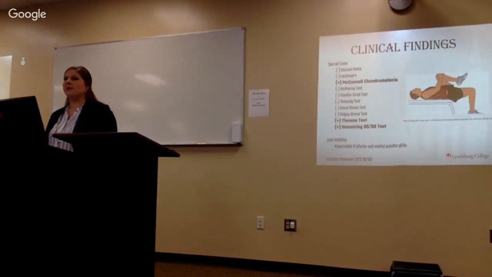As you'll see, a slew of special tests were performed, basically testing the integrity of all the ligaments and making sure there was no involvement there. The patient was positive for a McConnell chondromalacia test, which is basically the patellar grind test with movement, as well as the Thomas test, which showed TFL involvement, and also positive with the hamstring 90-90 test. Looking at joint mobility, he was hypomobile with right inferior and medial patellar glides.